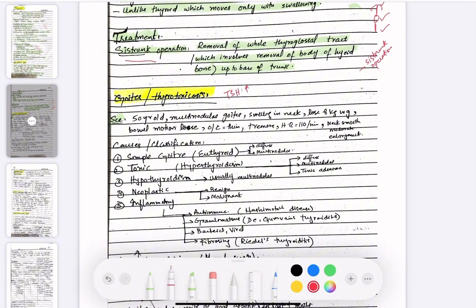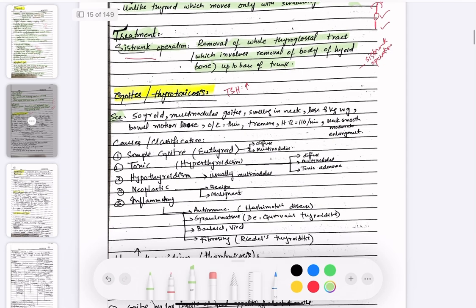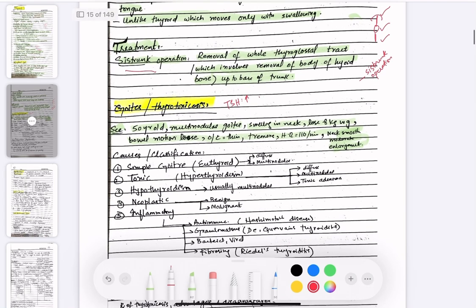So we are having a scenario that there is a 50-year-old with multinodular goiter and swelling in the neck, and she has lost 8 kg, and she is having loose motion. On examination, she is thin and having tremors, and heart rate is 110, and neck is smooth, moderate enlargement is present. Okay, if TSH is raised, it means that T3 and T4 are decreased. So this is hypothyroidism. Okay, and these are the signs of hypothyroidism.